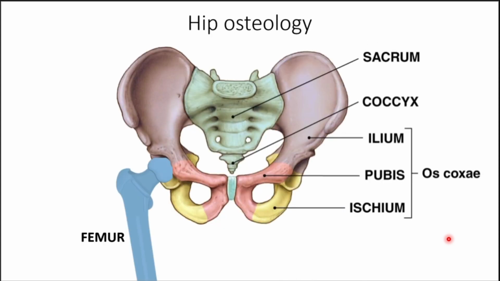The osteological foundation of the hip joint includes the two os coxae, which are joined anteriorly by the pubic symphysis and posteriorly by the sacrum. It goes without saying that the femur is integral to the hip joint as well. Each os coxae is composed of three fused bones, those being the ilium, the pubis, and the ischium.